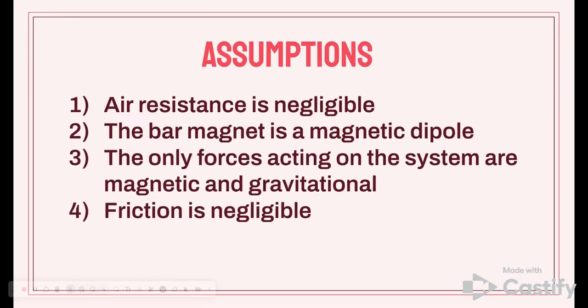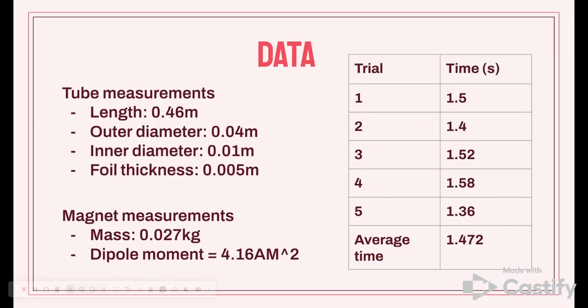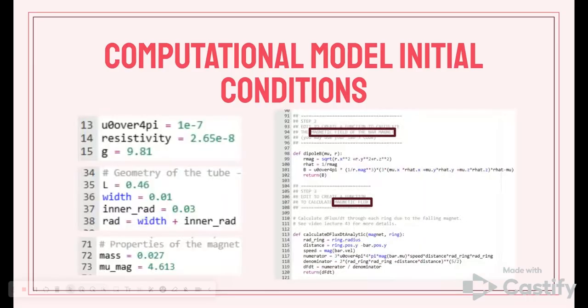This was calculated through our math. We assumed that air resistance is negligible since the magnet was heavy enough. We also assumed that the bar magnet is a magnetic dipole, that the only forces acting on the system are magnetic and gravitational, and that friction was negligible. These were our test results from dropping the magnet 5 times, and we just averaged the 5 times.